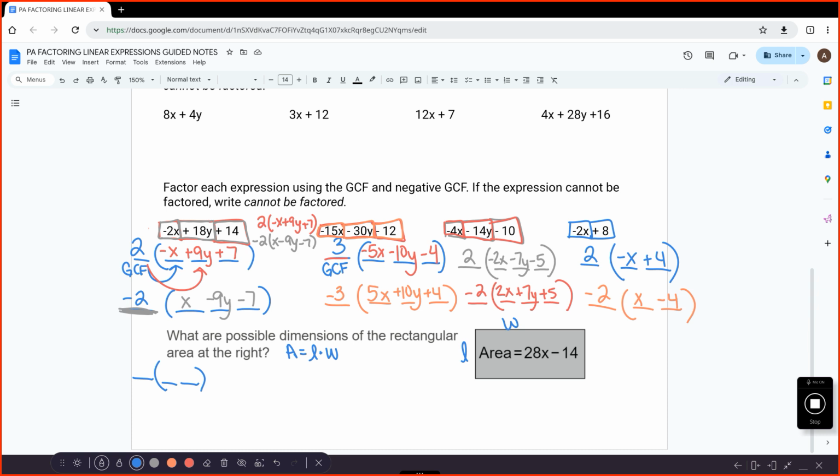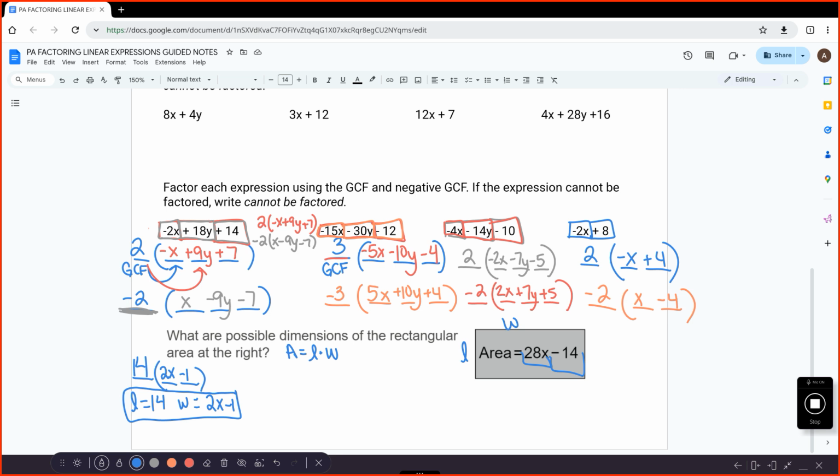So we're going to start with 14. 28x divided by 14 gets you 2x. All right, and then negative 14 divided by 14 gets you negative 1. So in other words, one possible length would be 14, and one possible width would be 2x minus 1. That's one possible answer, and you can obviously flip-flop the length and the width too.